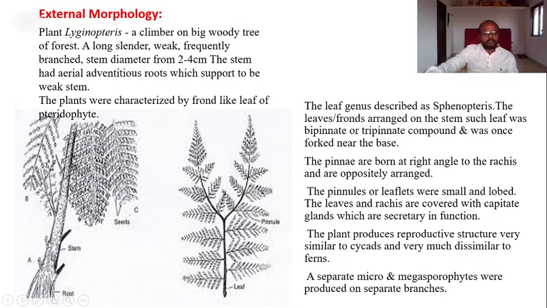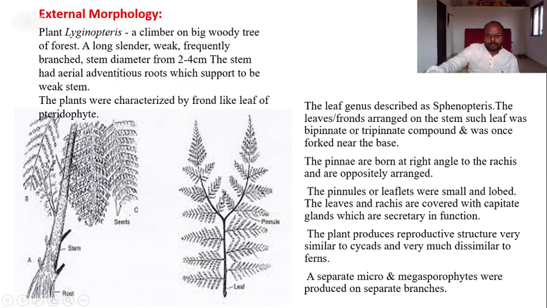After maturation the stem is aerial. Adventitious roots are also found here. So this is the stem of the Lyginopteris. Then the plant is characterized by frond-like leaves. Here this is the leaf, which is frond-like, and it looks like a pteridophytic leaf. The leaf genus is described as Sphenopteris. So this leaf is called Sphenopteris.